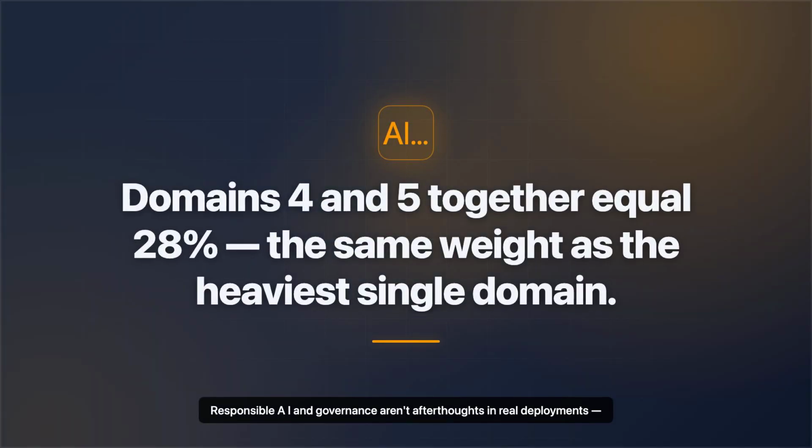Responsible AI and governance aren't afterthoughts in real deployments. They're load-bearing decisions that determine whether a model gets approved to run in production. The exam reflects that. Domains 4 and 5 together carry 28%, the same weight as domain 3, the single heaviest domain. Candidates tend to understudy them because 14% each looks small in isolation.